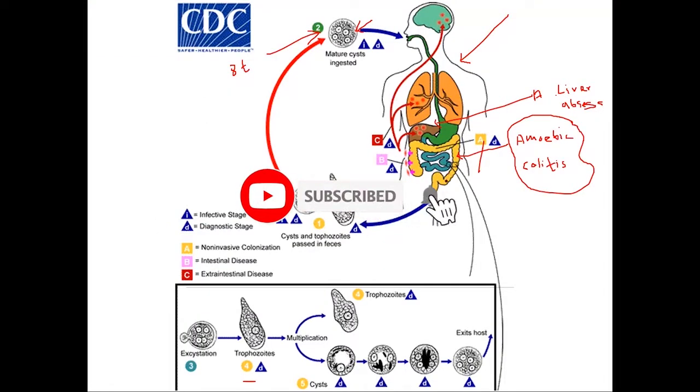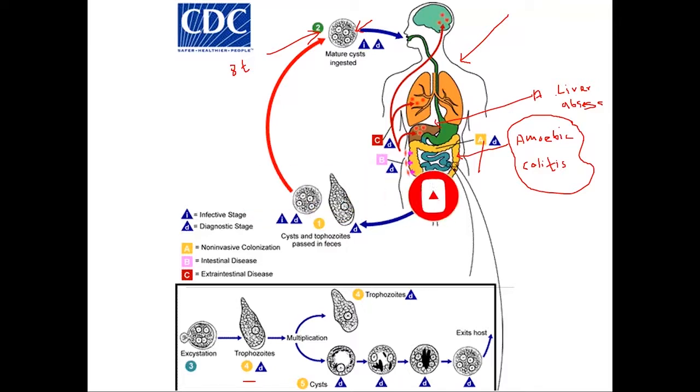In the colon region, after they produce the trophozoite stage, they can form the cyst by encystation. By encystation, the trophozoite can produce the cyst, and the cyst can pass outside the body in the fecal matter and infect other hosts. This is the life cycle.